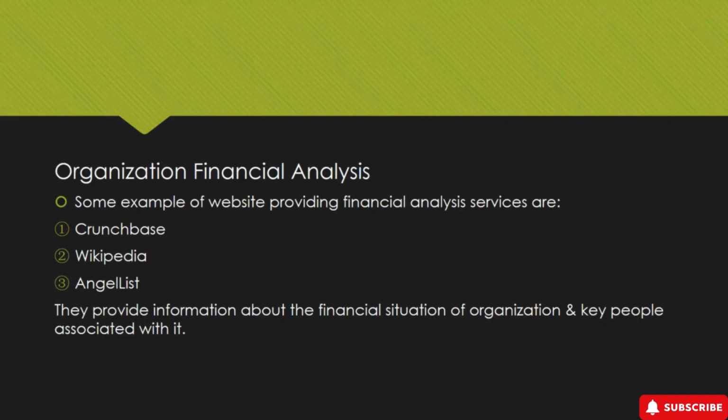The third one is organization financial analysis. There are a few websites via which you can get to know about the financial planning, what mergers the company has had in the past, and the current and ex-employees working in that company. So here is a very small list where you can get to know about the financial analysis of a company. First one is Crunchbase, then Wikipedia and AngelList. These provide information about the financial situation of an organization and key people associated with it.